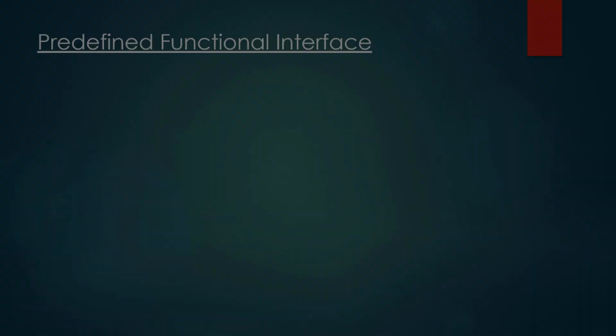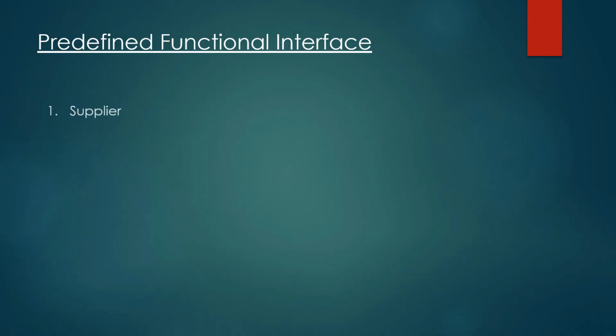Now, the next predefined functional interface we are going to talk about is Supplier. The job of this predefined functional interface is that, without accepting any argument, it will do some sort of operation and return an output. The abstract method that this Supplier predefined interface carries is the get method. We have seen examples of Supplier, how it works and how we are going to use it in our project.